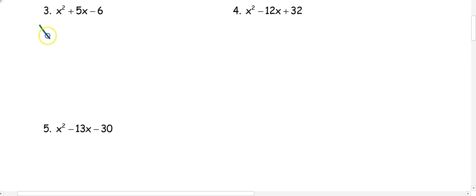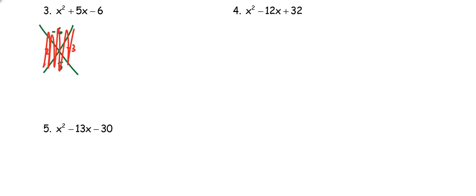Number 3, we have two numbers that we need to multiply to negative 6 and add to 5. So we're looking for a negative and a positive number. Now, right away, most of us will think, oh, 2 and 3. Well, if I'm making one of those negative, let's say 2 and negative 3, while those multiply to negative 6, they don't add to 5. So that combination is not going to work.